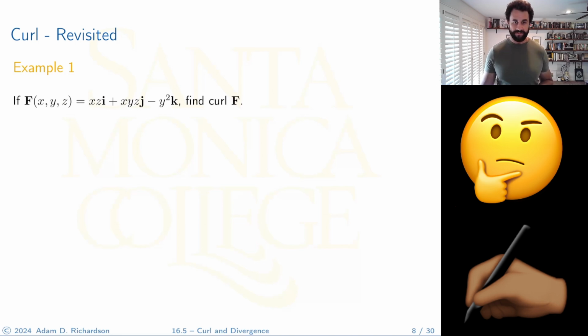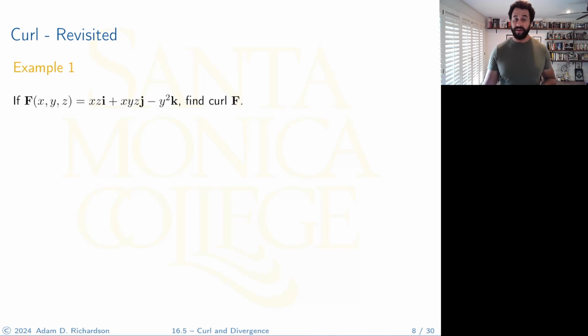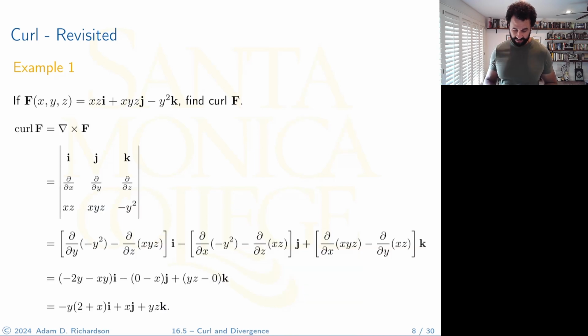All right. Okay, let's do it together. The good news is this is a pretty algorithmic process. You're just going to throw those vectors into a determinant and then compute the determinant, and it will give you the curl. So here it is. Here, remember, curl is del cross f. Here is our determinant. Here are the component functions of our vector field f.